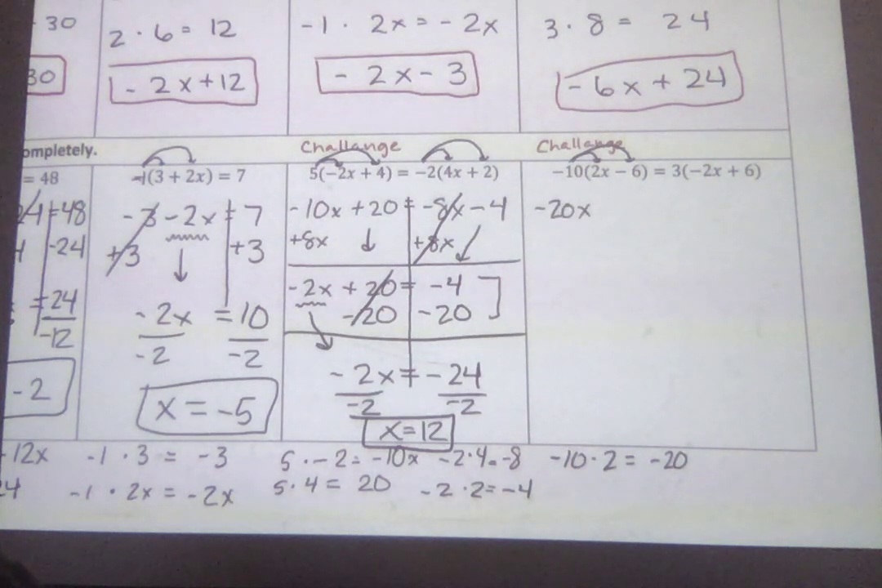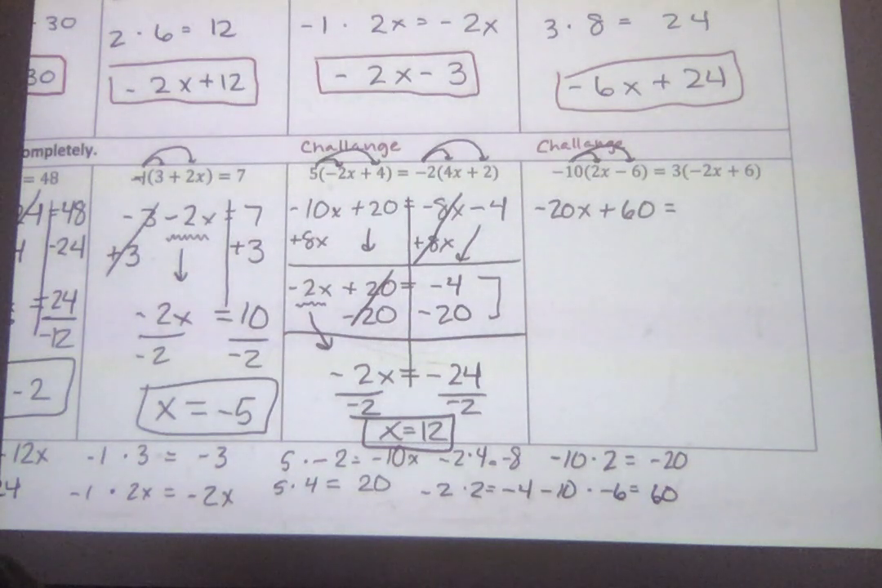And then what's our second distribute? Negative 10 times 6, which would be negative 60. Is our 6 positive or negative? Oh, hold on. It's a minus 6, so it's going to be negative 10 times negative 6. That's going to get us a positive 60, so it'll be plus 60.